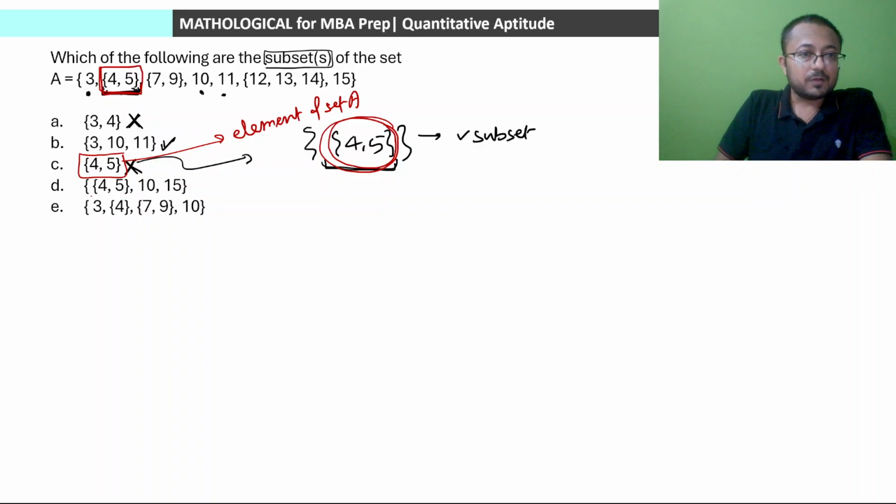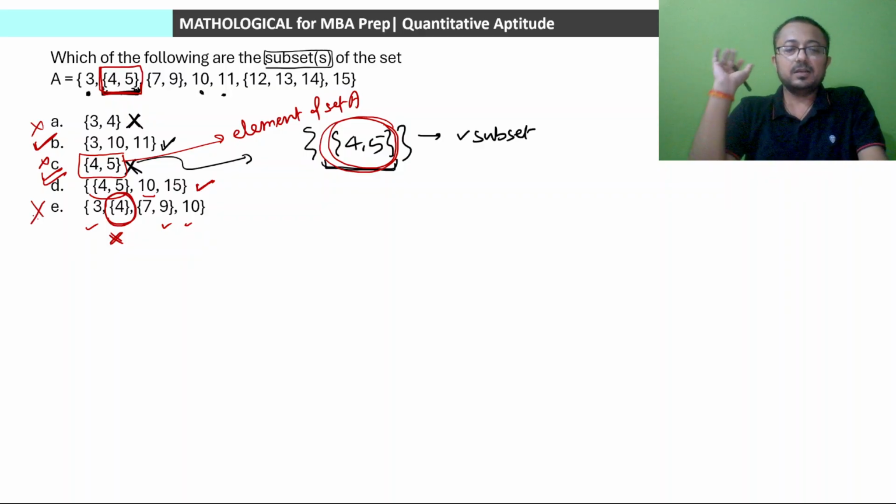Option D, 4, 5, so that is an element included. 10 included. 15, yes, so this is also a subset. So option B is a subset, option D is a subset, option A is not a subset, option C is not a subset, option E again by the same logic, since this is not an element. ठीक है, और similarly बाकी तो सब ठीक है, यहाँ पे E is there, 10 is there, बाकी सब ठीक है, everything else is correct, but this is a problem. That is why E is also not a subset of the given set A. Clear?